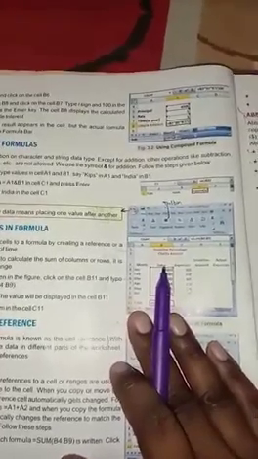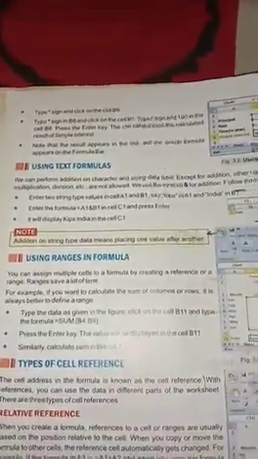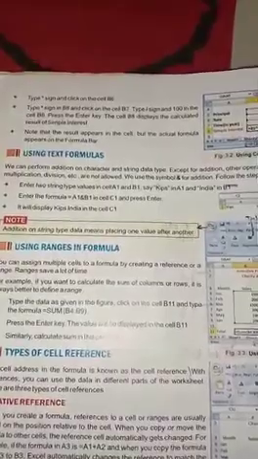Now we are going to talk about our next topic, that is using text formula. Using text formula means we can perform addition on a character and string data type. Except for addition, other operations like subtraction and multiplication are not possible. We use symbols for addition. As usual, suppose Ram and Shyam. Adding this type of text is known as text formulas.